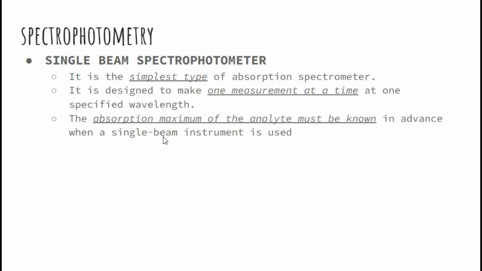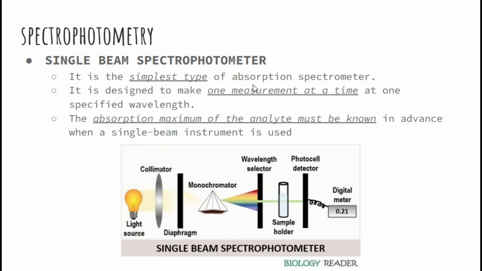And what's the difference of the two? For the single beam spectrophotometer, it is the simplest, again, pag single, simplest type. And then it is designed to make one measurement at a time at one specified wavelength. Again, pag single beam, isang measurement, one at a time. Kaya nga po siya single. The absorption maximum of the analyte must be known in advance when a single beam instrument is used, or kailangan alam na natin yung absorption niya before po natin siya gagamitin. So that's again the single beam. Again, single, simplest, one measurement at a time, one specified wavelength.